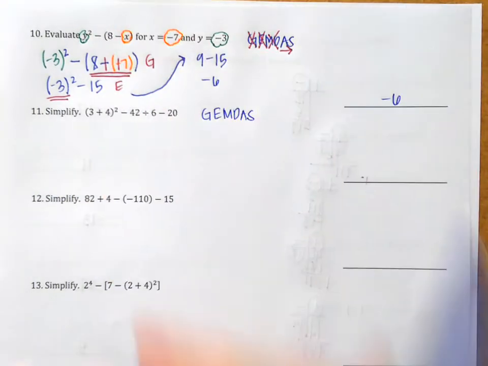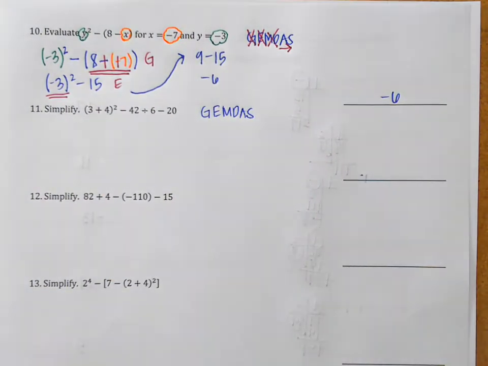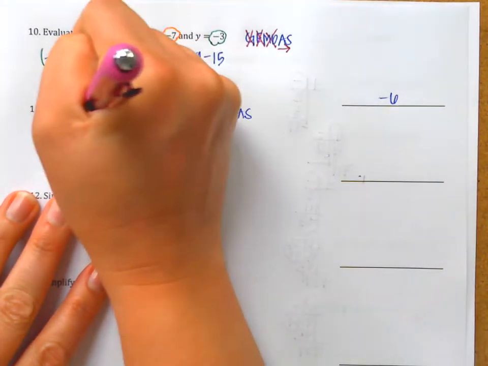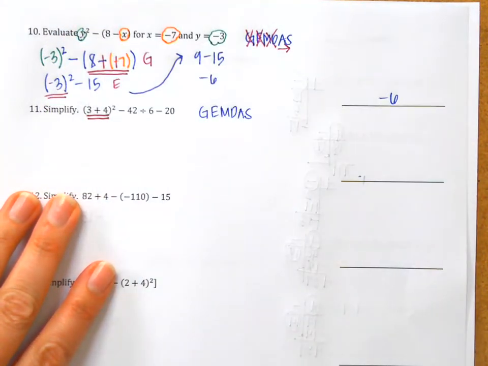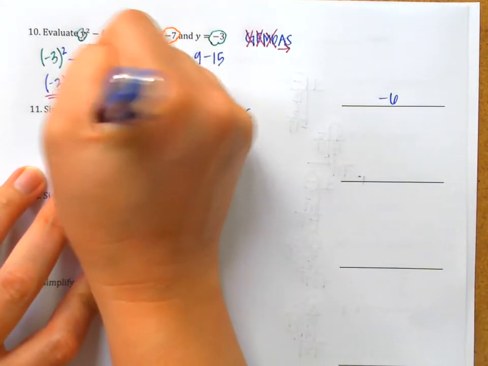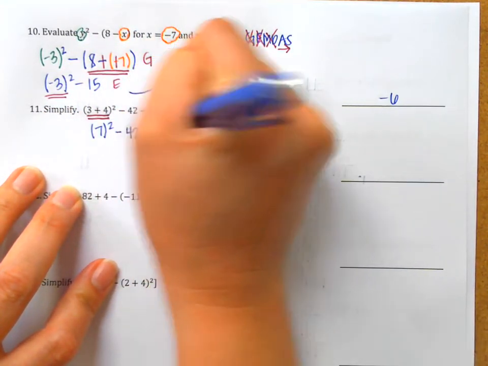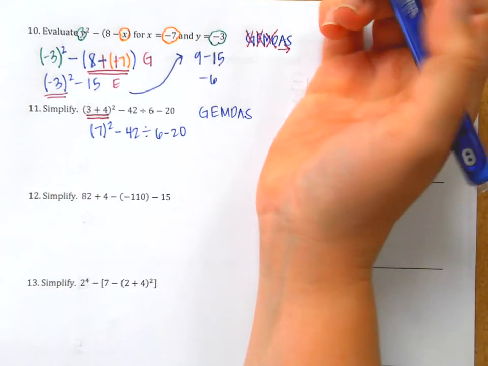I'm just going to keep it up there for all of those so we can reference back to it. So first thing I'm going to do is simplify my grouping symbols. 3 plus 4, that is what's inside my grouping symbols. 3 plus 4 is 7. And then I'm just going to bring everything else down.